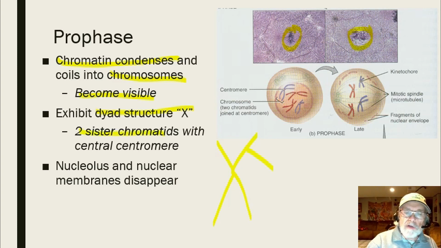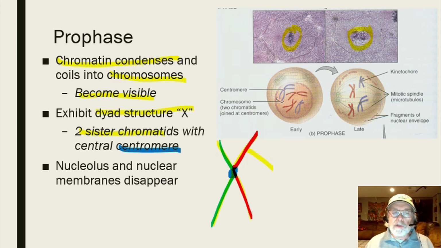So let me just draw it a different color here, okay? Here's one sister chromatid. Here's the other sister chromatid sitting right there. And what they do is they have what's called the central portion right here, which is called the centromere. Okay, so I have two sister chromatids with a centromere. They're joined together in that particular X shape, and that X shape is called a dyad. Okay, and what happens is a couple other things are going on at the same time. The chromosomes are getting ready for the march, okay, getting ready for the dance.